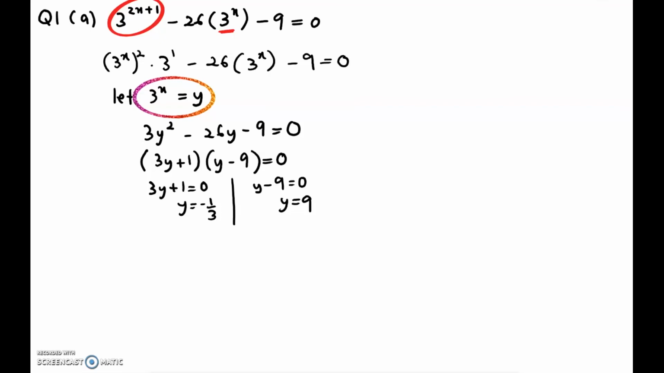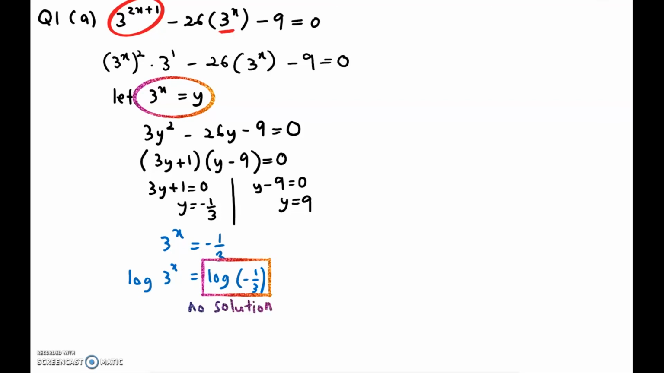I'll use another pen. So we get 3 to the power of x equal to negative 1 over 3. Here you cannot solve it because if you take log on both sides, there will be no solution. So here, no solution. So then we will reject this part. So you just need to solve for the other part.